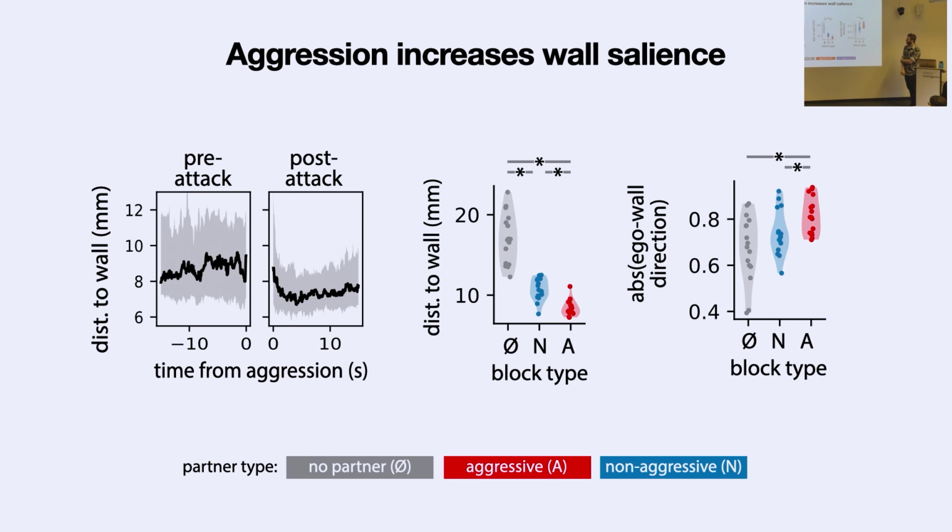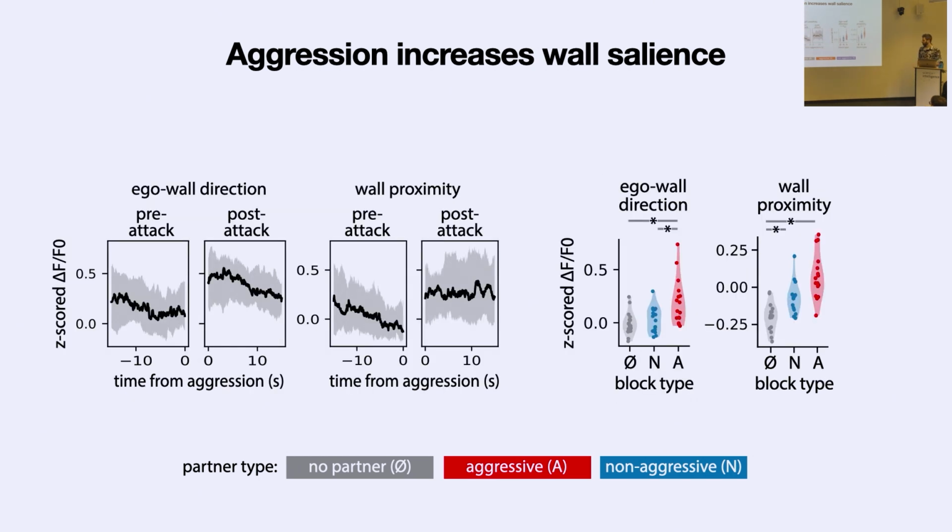And so you can formally quantify this. On average, after attacks, mice get slightly closer to the wall, and during aggressive blocks they're in general closer to the wall. And during aggressive blocks, they tend to be more straight, parallel to the wall, as opposed to at different angles from it. And correspondingly, when mice get attacked, the neural signal that encodes the direction to the wall becomes much more pronounced. And the same thing for the neural signal that encodes the proximity of the wall.